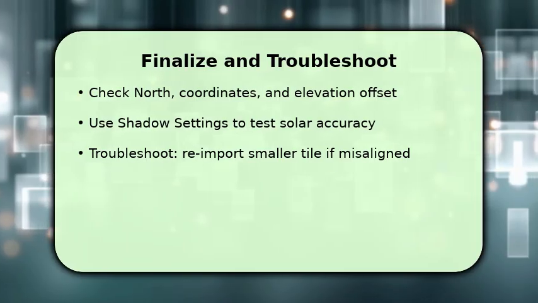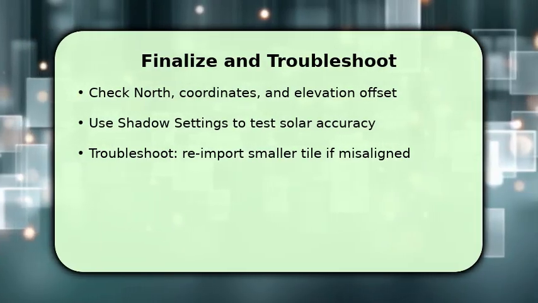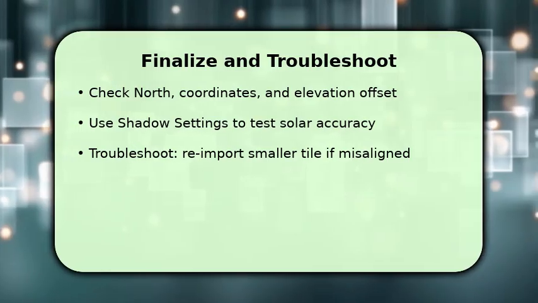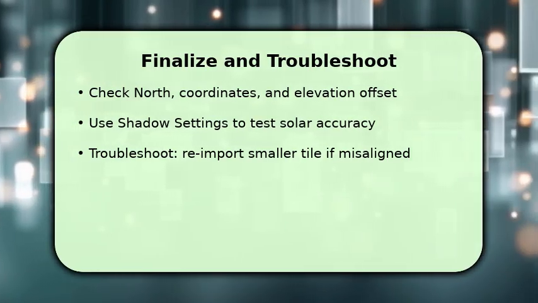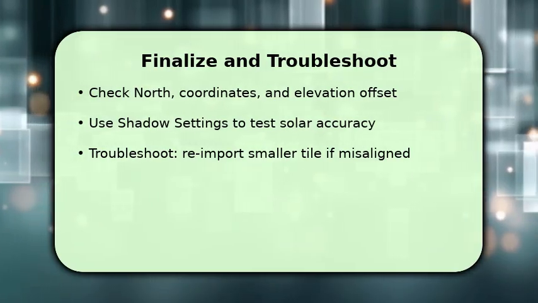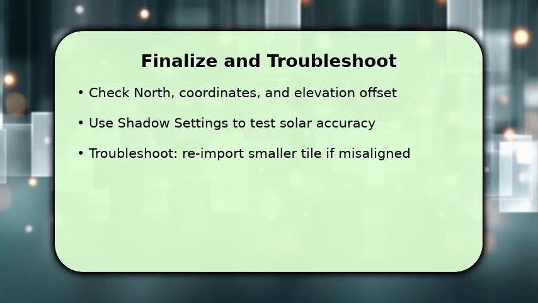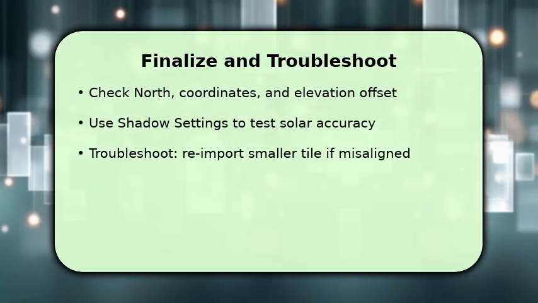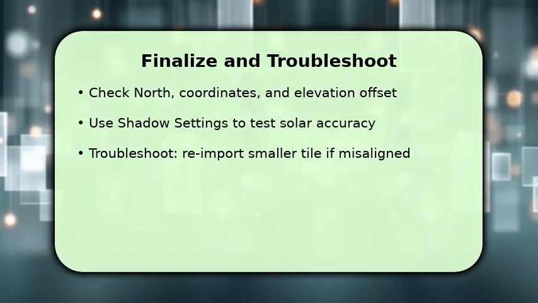Use Window Shadows to confirm sun paths match expected behavior for the location and time. If imagery looks displaced, re-import a smaller section or clear the cache and try again. Sometimes map tiles shift. If errors persist, toggle between map providers or manually nudge the mesh.